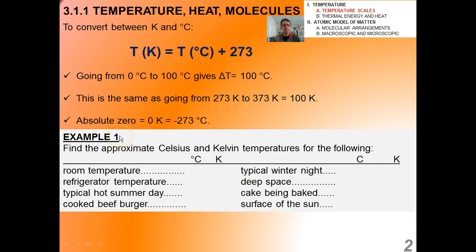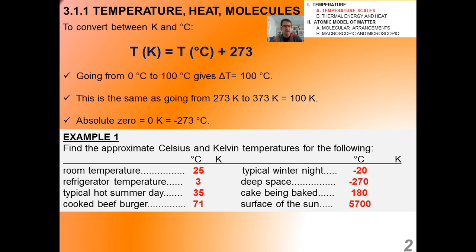For the first example, I want you to just estimate the approximate Celsius and Kelvin temperatures for the following. It's probably easier for you to do Celsius right off the bat. You have maybe a better sense of that than you do Kelvin. Go ahead and pause the video and try this one.